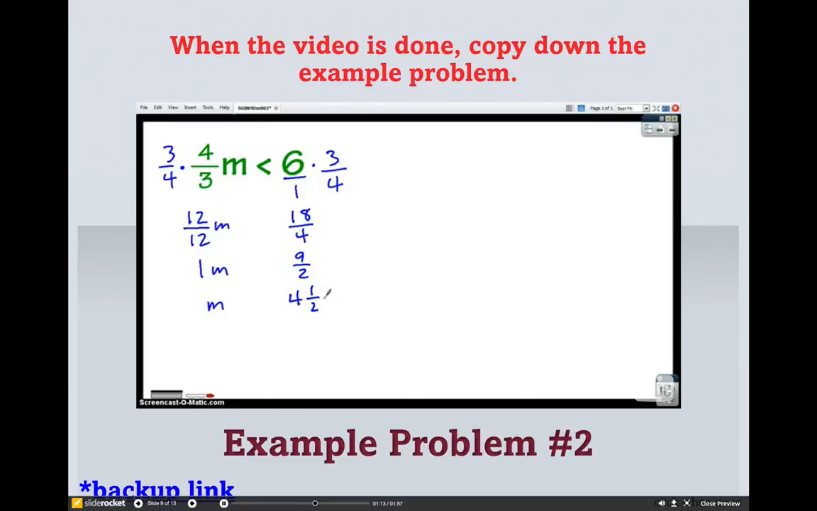Now, in this example, at no point did we multiply by a negative number. We multiplied by 3/4, multiplied by 3/4, so there's no need to flip the inequality. It can stay the same symbol as less than the whole way through. And so this becomes our solution. M is any number less than 4.5.